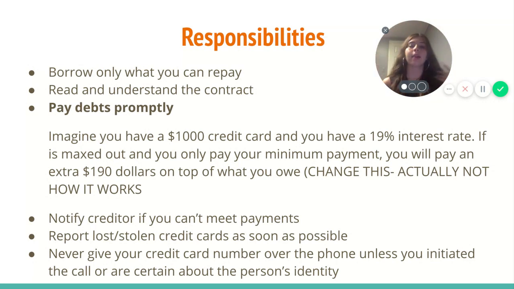So imagine you have a $1,000 credit card and you have a 19% interest rate. If it is maxed out and you only pay your minimum payment, which tends to be really low, so I would say like $10, you will pay an extra $190 on top of what you owe.